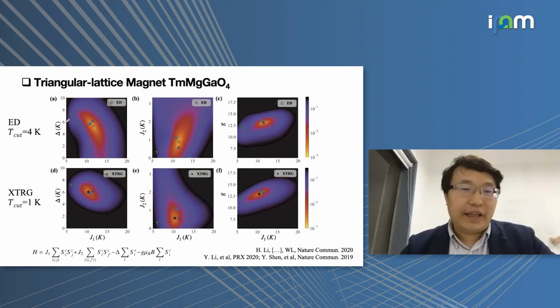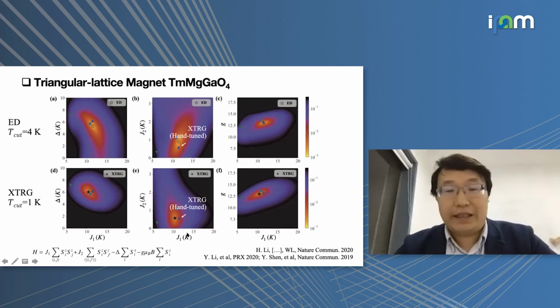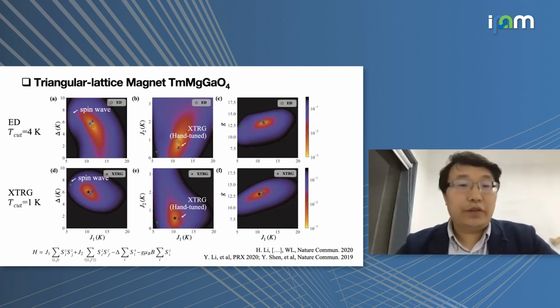Of course, you can see delta and J2 have very large uncertainty because the temperature is so high, right? So you have not so good resolution. But when you use the XTRG and the temperature goes to much lower, the resolution is improved. And the hand-tuned parameter is again agreeing very well with our automatic searching. And the spin wave fitting, again, is actually out of the most likely region.